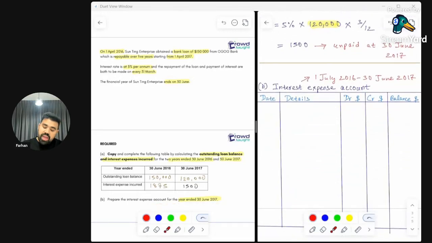So here I have an outline of the ledger account for interest expense already prepared, which is the usual 5-column format that you're used to. And as we understand, the requirement in the question is to prepare this account for the year ended 30 June 2017.